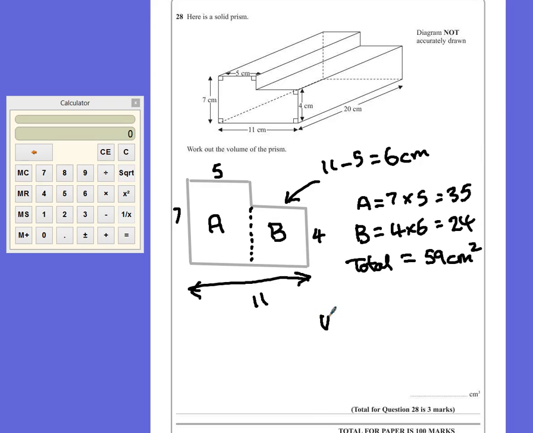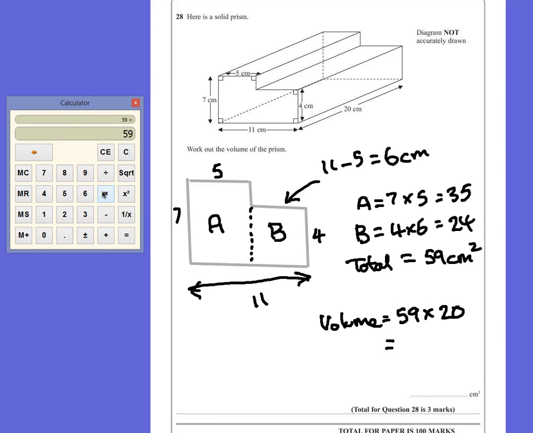So for the volume, we'll take the 59 centimeters and multiply it by the 20 centimeter length. 59 multiplied by 20 gives us a volume of 1,180 centimeters squared. Well, cubed, sorry, because we're dealing with volume now. 1180 centimeters cubed.